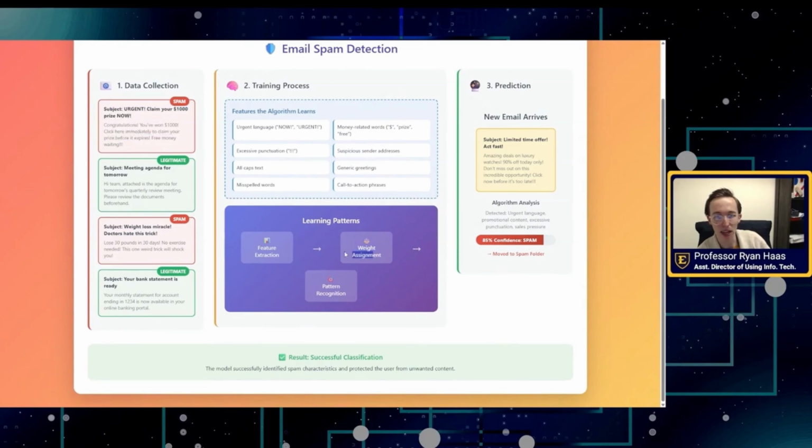And then it does a weight assignment. So it's assigning how much each of these should factor into its determination of whether this is spam or not. And so what we get as the result is we recognize these patterns.